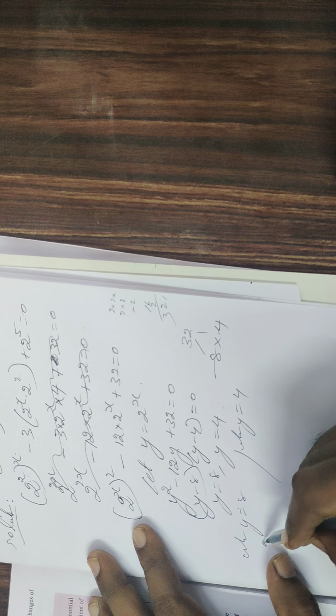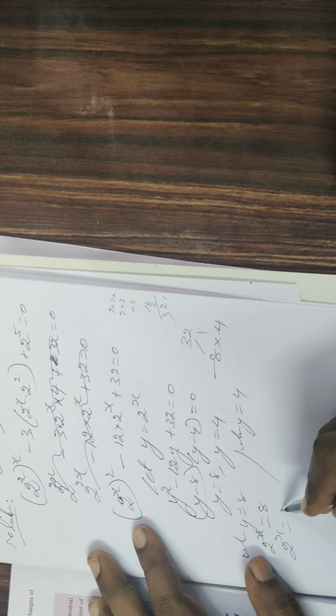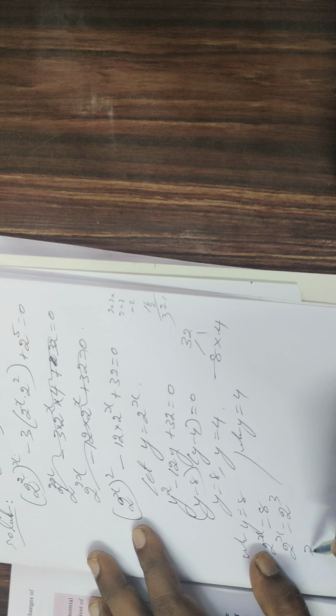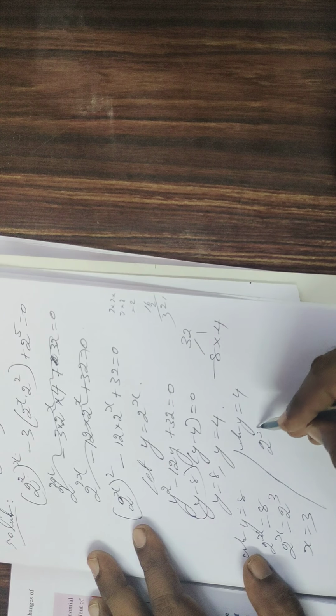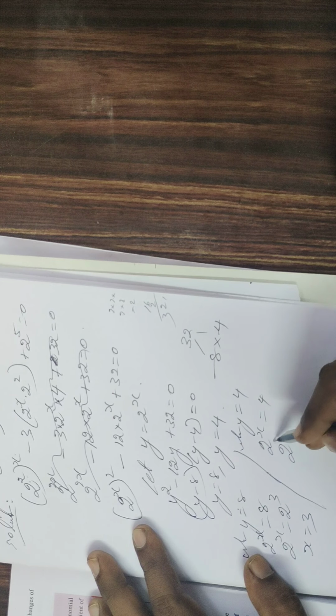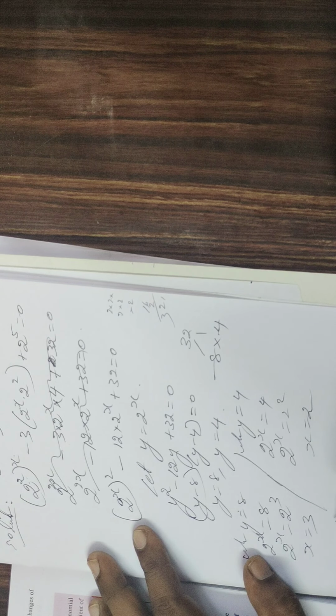So 2 power x equal to 8. 2 power x equal to, how will you write? 2 power 3. So x equal to 3. Then here 2 power x equal to 4. 2 power x equal to 2 square. Therefore x equal to 2. Therefore the real numbers are 3 and 2.